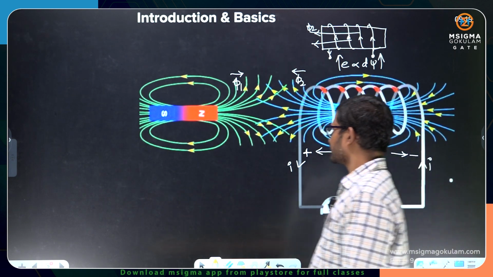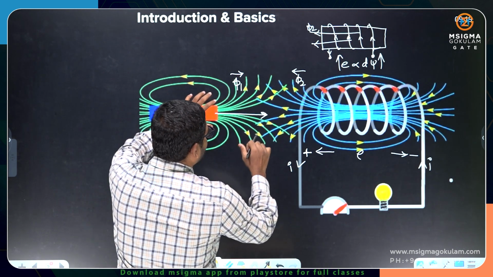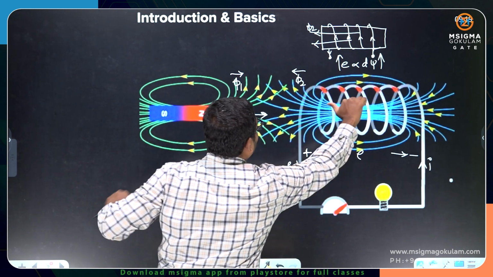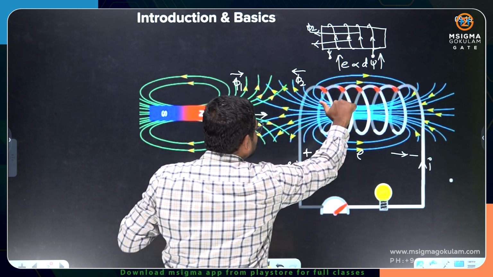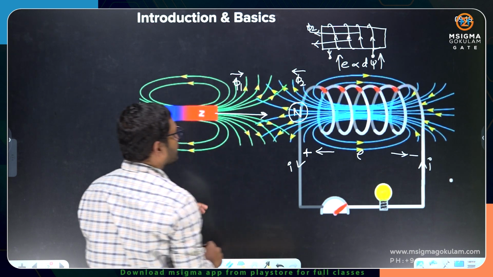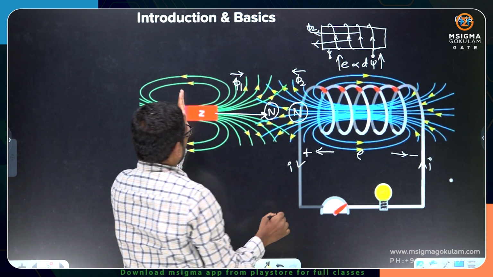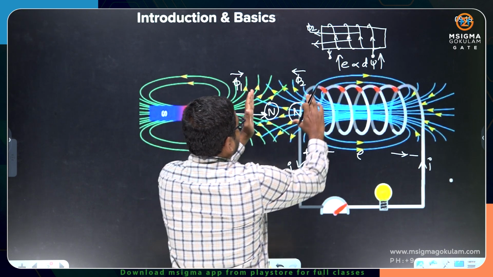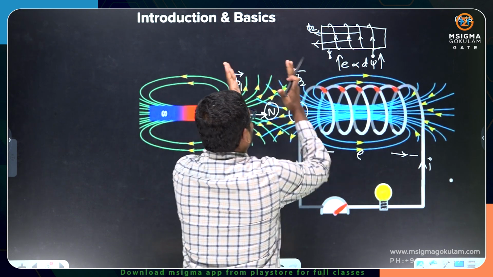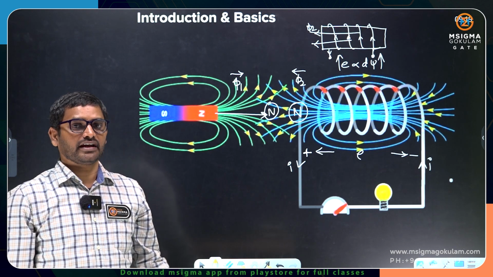You see here, I am bringing the north pole close to the coil. If I am bringing the north pole close to the coil, the flux line is emitting here. If the flux line is emitting from this side, the coil side is acting like a north pole. When the north pole of the bar magnet is coming closer, a north pole is created, and this is how the flux lines are going to be opposed. Lenz's law is going to be obeyed or satisfied.